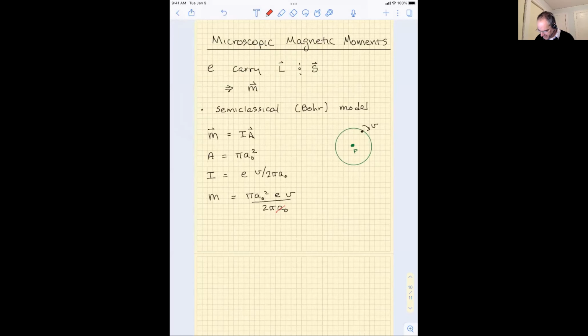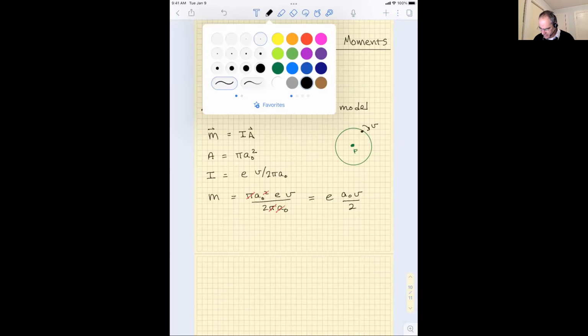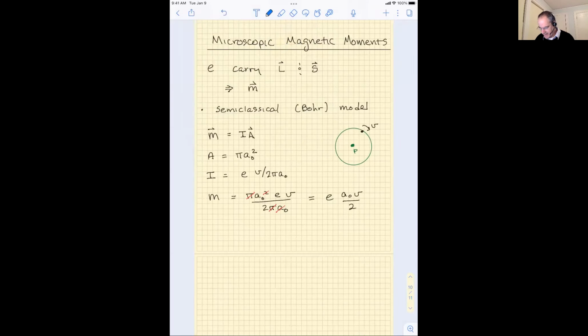We can cancel a few factors to simplify this. Like so. And then we can recognize something else interesting as well. Remember that in the Bohr atom, the angular momentum is quantized in units of h bar. And the angular momentum is the radius of the orbit times the velocity times the mass, for a point particle moving in a circular orbit.